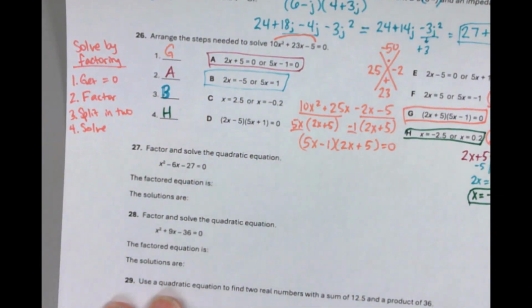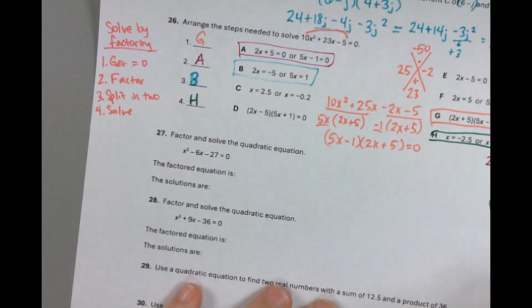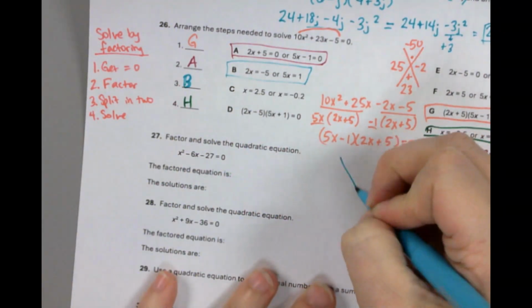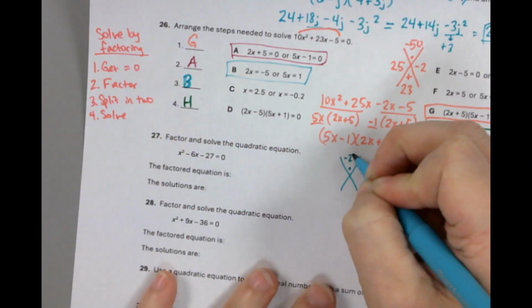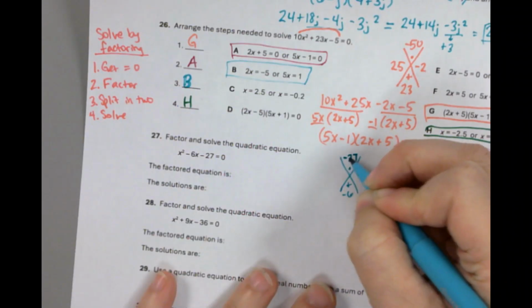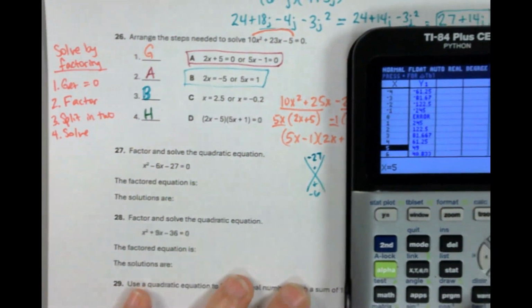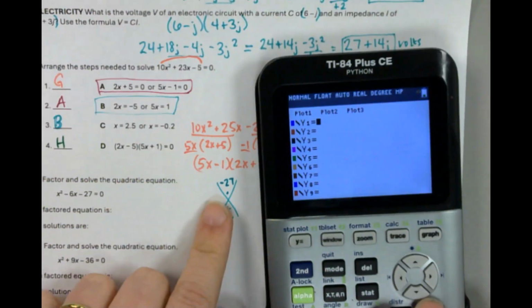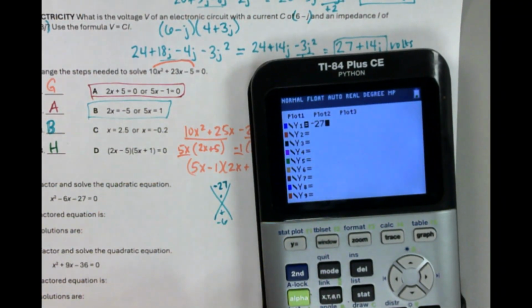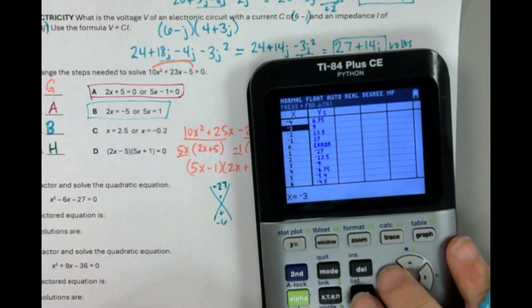Number 27, factor and solve the quadratic equation. We are so good at factoring and solving. So here we need two numbers that when you multiply them you get negative 27. When you add them you get negative 6. If you don't remember how to find these two numbers, calculator to the rescue. We need two numbers that multiply to negative 27. So I'm putting negative 27 divided by x. And now I'm going to look at the table. And I'm going to go across the table and I'm going to add. Because everything across the table multiplies to negative 27.